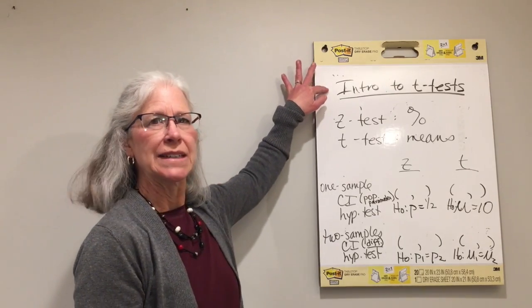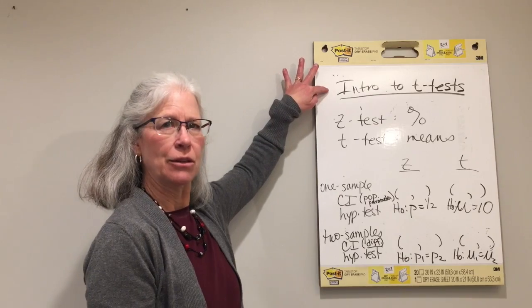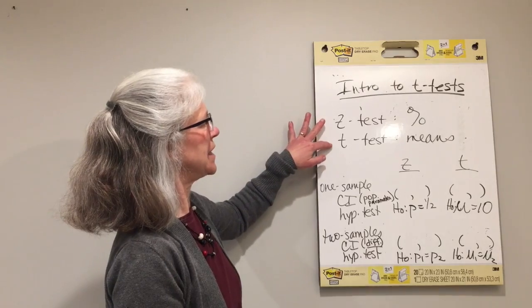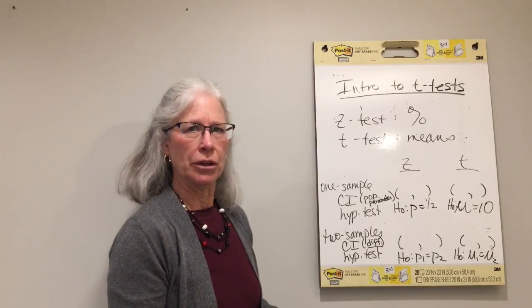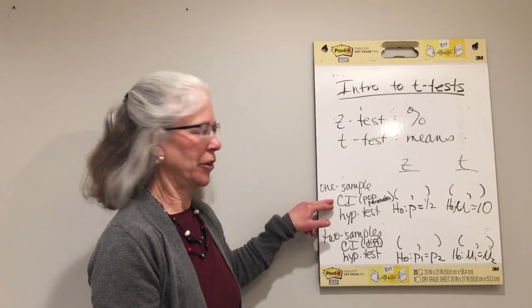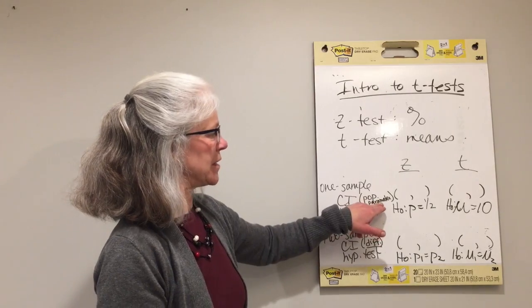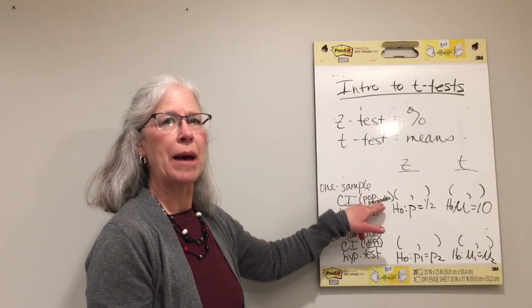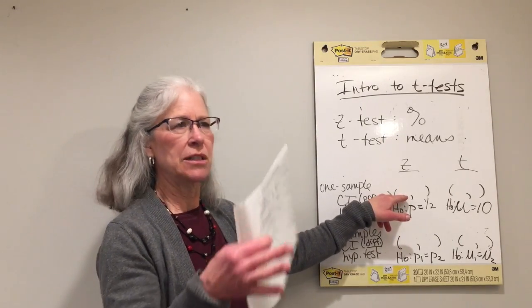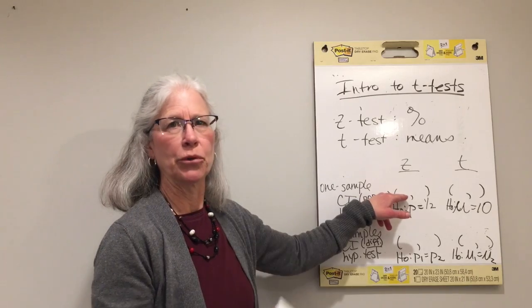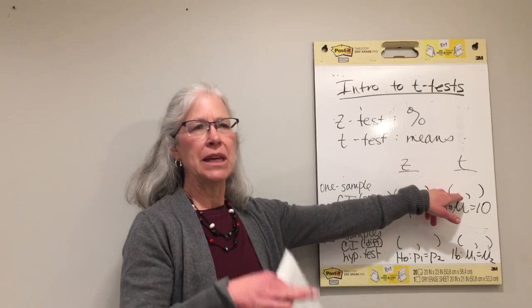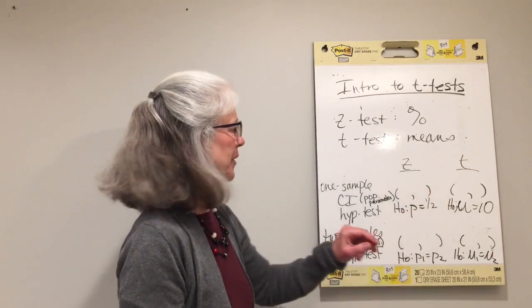So we will be doing t-tests instead of z-tests when we're working with means instead of percents. So z-tests work with percents, t-tests work with means, but it's very similar. We're going to start out with one sample. We'll be doing confidence intervals, where we're trying to estimate the population parameter, the truth in the population. So before, when we were using z-tests, we tried to estimate the percent of the whole population, say, that has been exposed to the coronavirus. Now we're trying to estimate the mean height of the entire population.